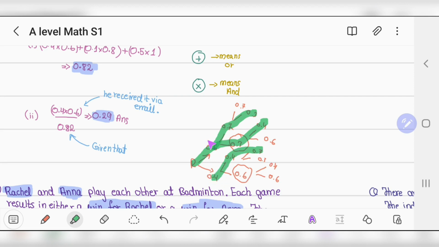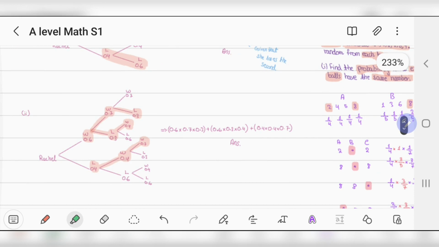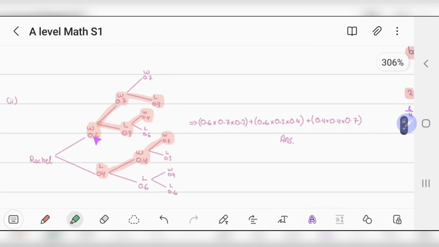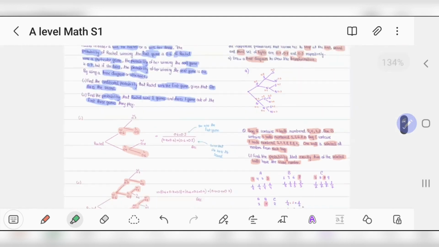Okay, that's it. 0.6 × 0.7 × 0.3 plus 0.6 × 0.3 × 0.4 plus 0.4 × 0.4 × 0.7. Okay, it's exactly what I've done in here. Win, win, lose, win, lose, win, lose, win, win, and then you get the answer. I hope you guys have understood what is happening in here.